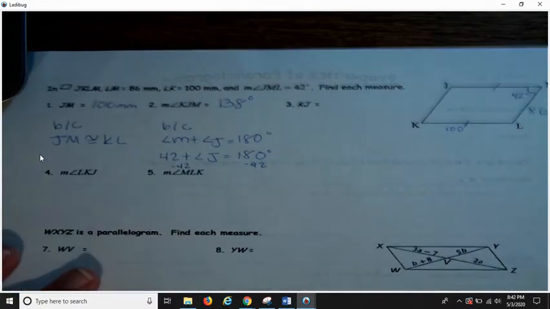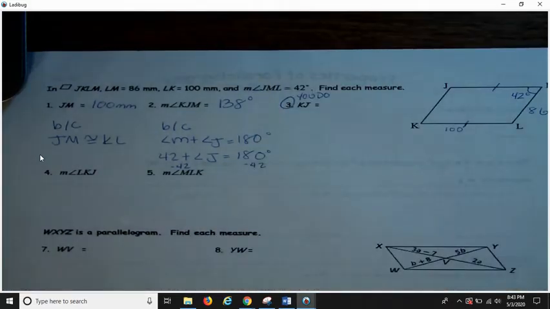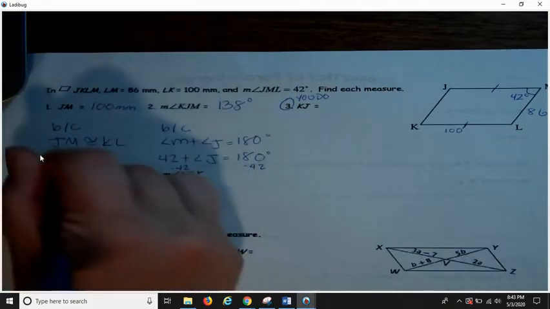Then I want you guys to do this one as a you do. I will post solutions to it, but I want you to go ahead and try it. See if you can figure that one out. Actually, I want all of the rest of these to be you do's.